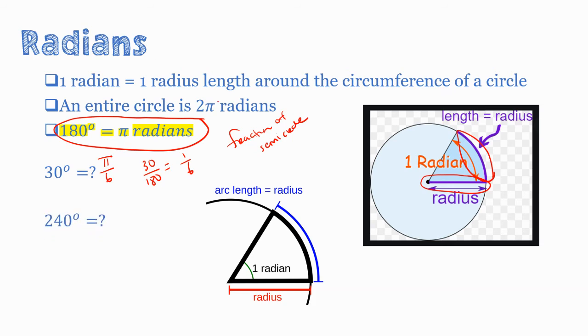240. Well, let's think. 240, that's going to be more than just 1, right? Over 180. I've got 4/3. So 4 pi over 3.